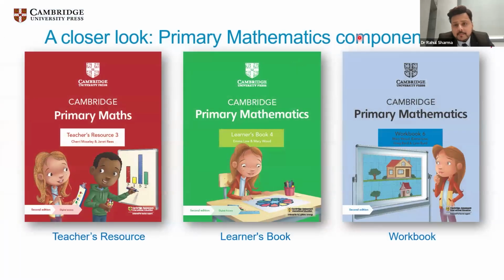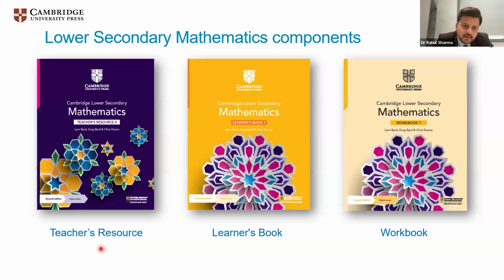So the primary maths components, you can see the teacher's resource, a snapshot of that, a learner's book and workbook. So we provide these three things: teacher's resource, learner's book, and workbook. Learner's book and workbook obviously go to the students, and the teacher's resource stays with the teacher. This is a snapshot of the lower secondary maths components: a teacher's resource, a learner's book, and a workbook.